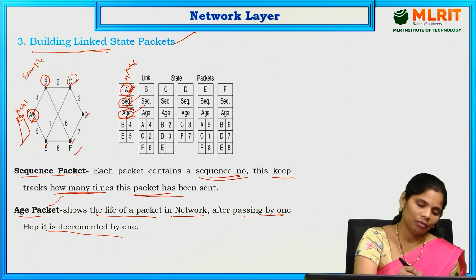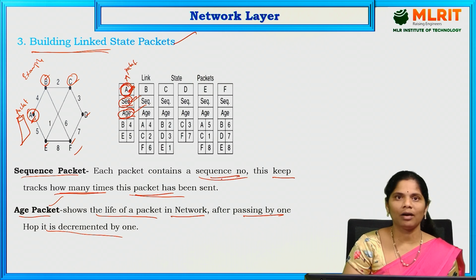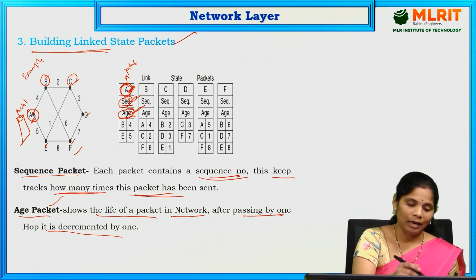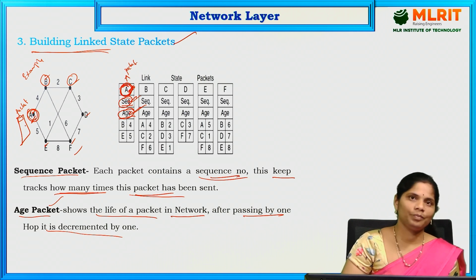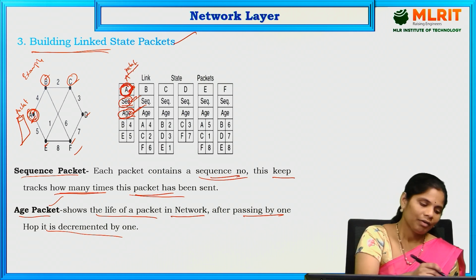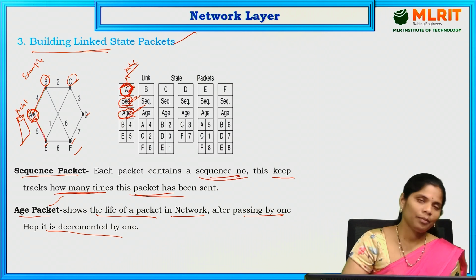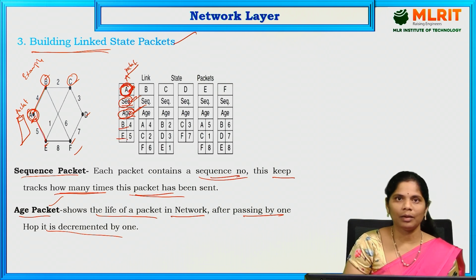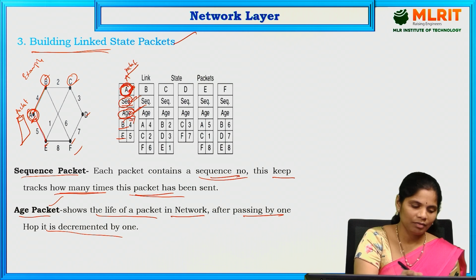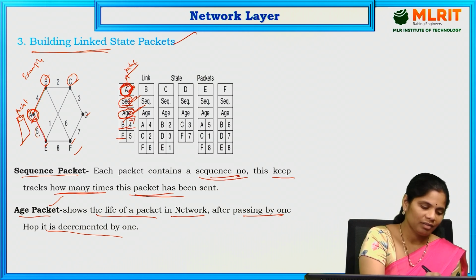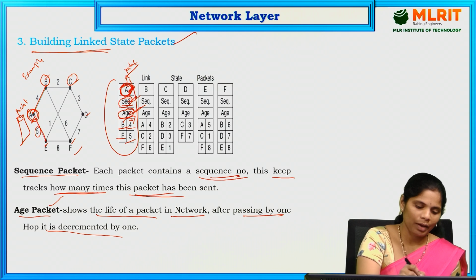Means for each packet we are going to construct the packet table. First we write the packet, next the sequence, which has the sequence number and tells how many times the packet is sent, and the age, which is the lifetime of the particular packet. And next we have to write the nearest neighbors. So A is my router. For A we are constructing first. What are the neighbors of A? B and E only. B has the distance 4 and E has the distance 5.